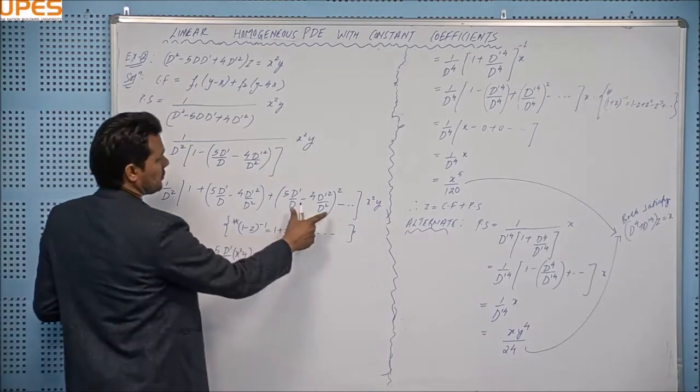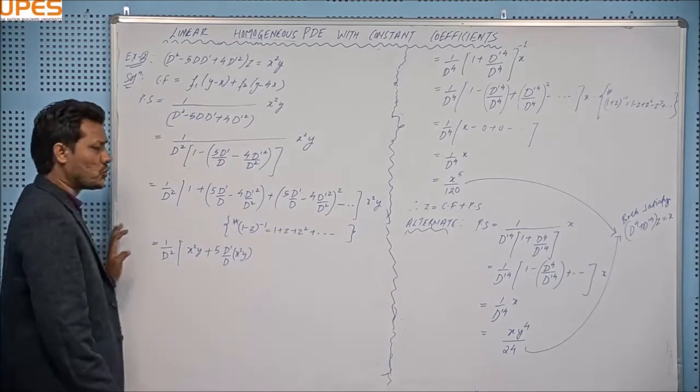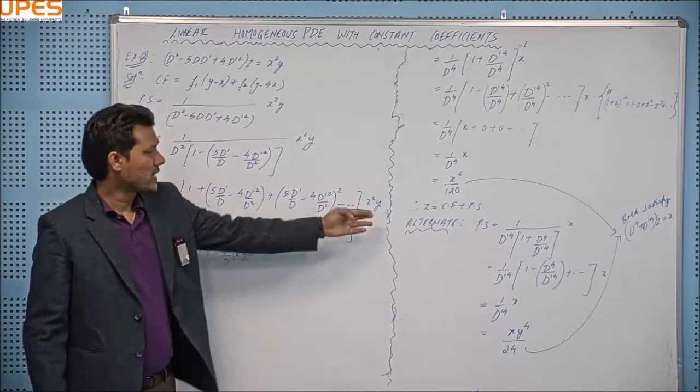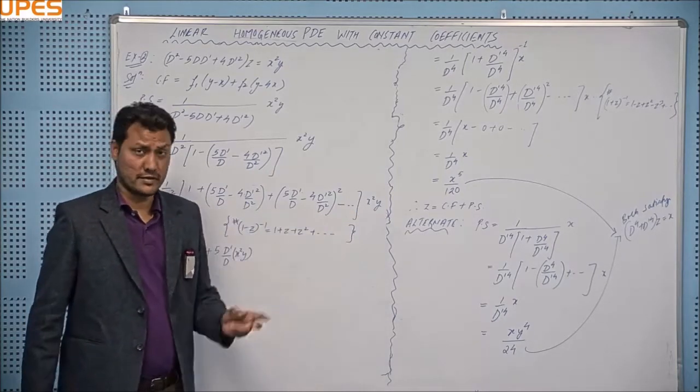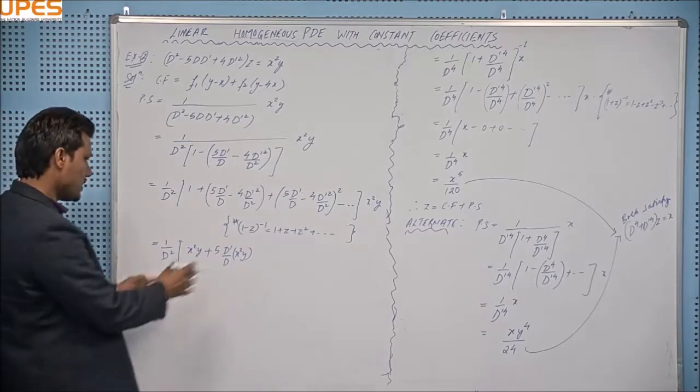Even the square term, if you open the square, in every term you will get at least D dash square, and there is no point writing them all because I have only y to the power 1. There is an advantage I have got if I expand in the powers of D dash by D, right. That's it for it.